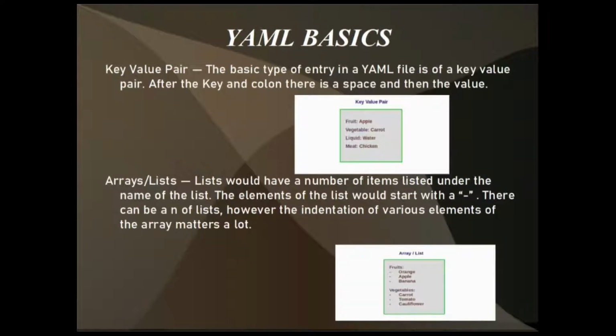The first one is the key value pair. As I mentioned, YAML is a key value pair file. If you want to declare something, all you need is the key and the value of that. If you see in the screenshot, the first key is fruit and the value of the fruit is apple. Remember, the key and value are separated by a colon and a space. If you forget to write the colon and space, it will throw a syntactical error.